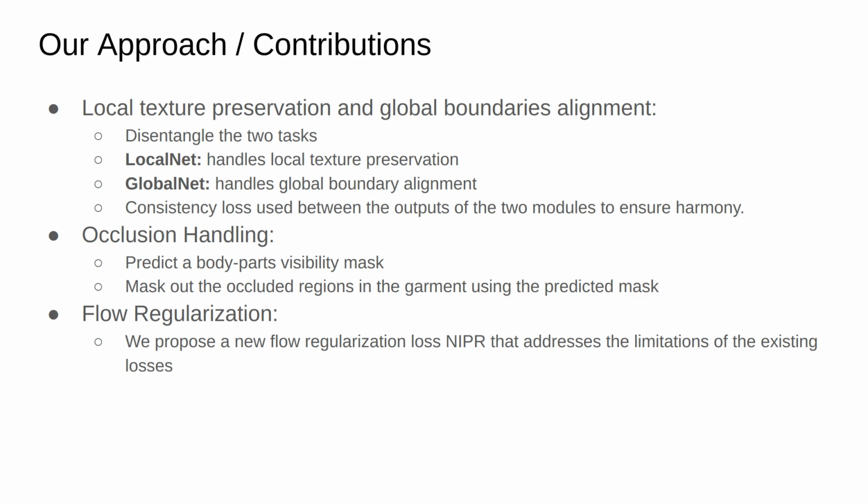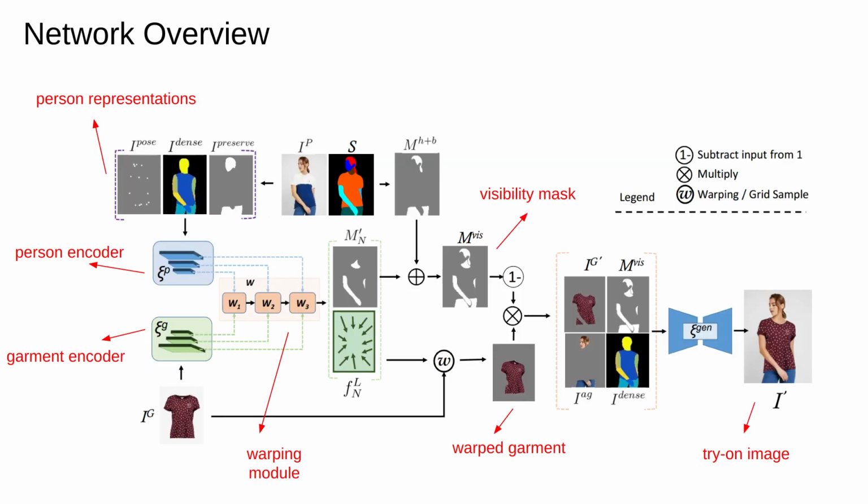In our approach, we propose to simultaneously preserve local textures and align global boundaries using two separate warping modules, the LocalNet and GlobalNet. We handle occlusions via a predicted body parts visibility mask that is used to mask out occluded regions in the warped garment. Finally, we introduce a new flow regularization loss that addresses the limitations of the existing regularization losses.